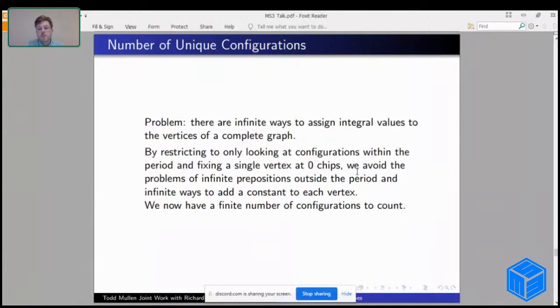By applying these restrictions, we avoid the problems of infinite pre-positions outside the period and infinite ways to add a constant to each vertex. We now have a finite number of configurations to count.